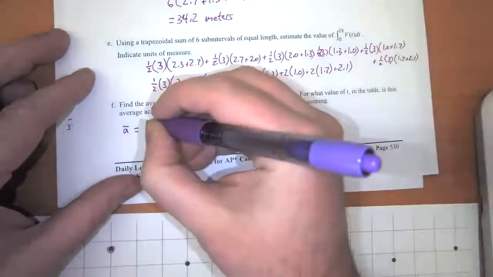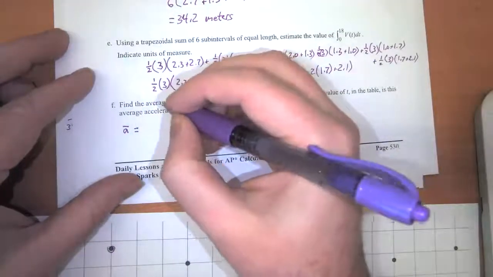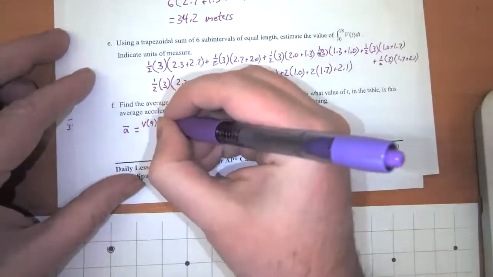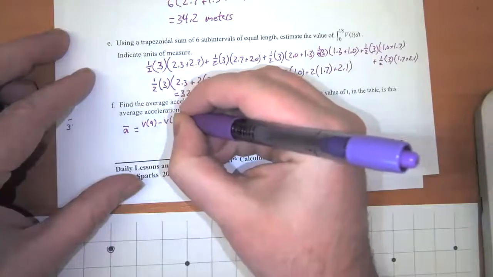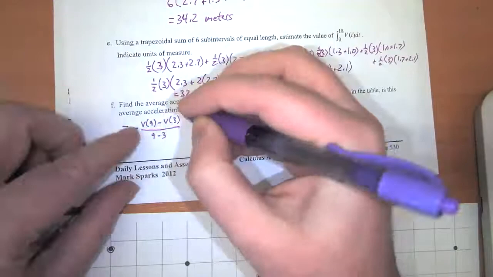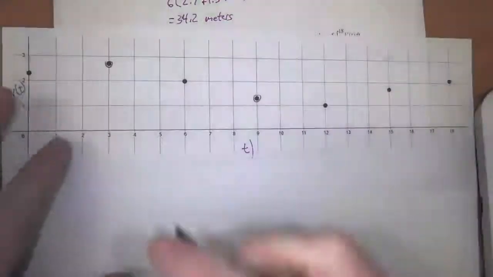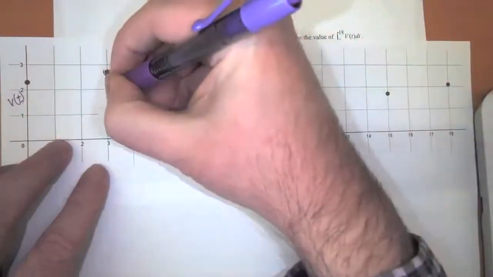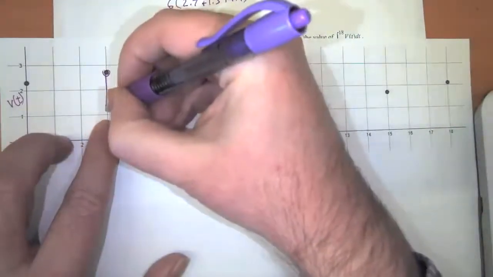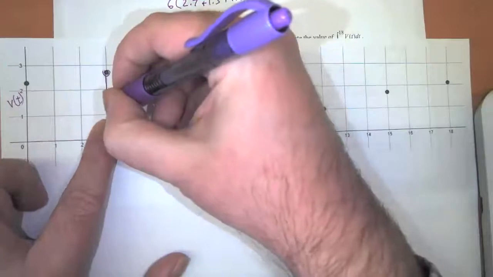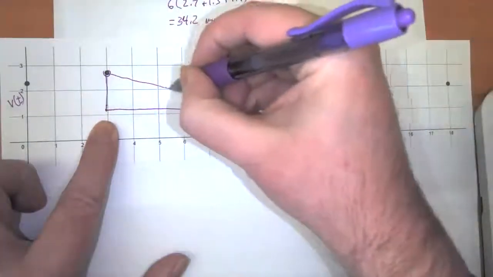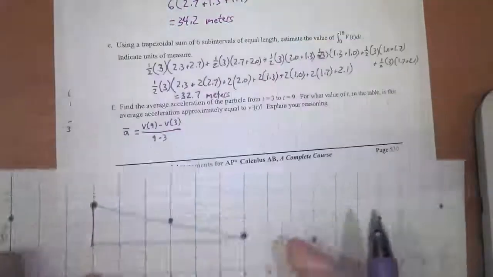Okay, so average acceleration, maybe I'll write that as a with a little bar on top of it, is equal, we want to calculate the slope between these 2 points. So we want to talk about the velocity at 9 minus the velocity at 3 over 9 minus 3. Okay, so this is the amount that the velocity is dropping between 9 seconds and 3 seconds. And then we divide it by that, and that's going to give us the slope of that line.